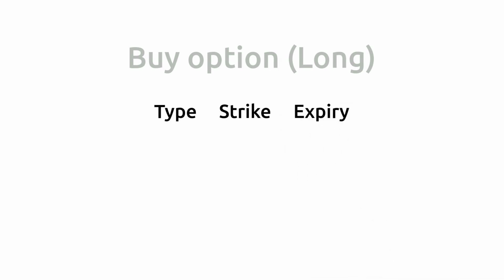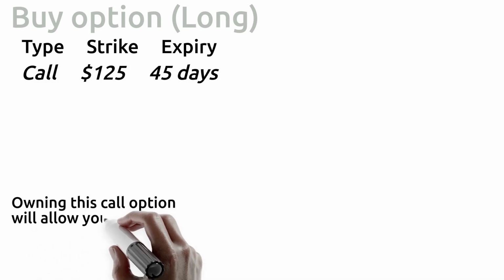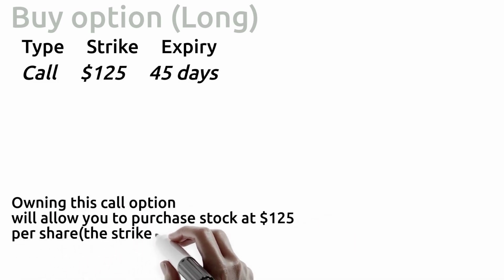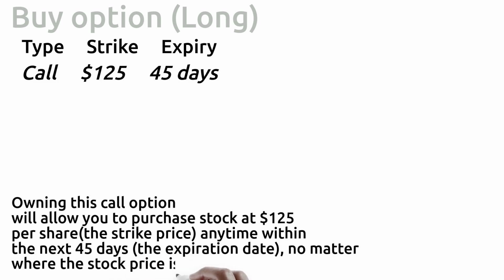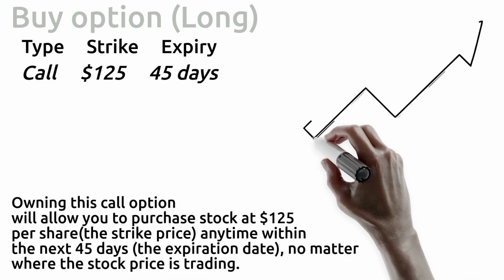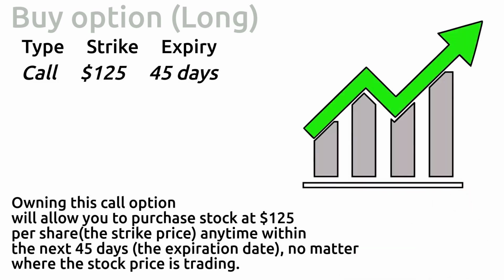Let's say you bought a call option at the 125 strike price with an expiration date of 45 days from now, giving you a long call position with defined risk of the premium you paid for the contract. Owning this call option will allow you to purchase stock at $125 per share, the strike price, anytime within the next 45 days, the expiration date, no matter where the stock price is trading. If the stock goes up to $140 over the next 45 days, fortunately for you, you own a call option that gives you the right to buy the stock at $125, even though the stock is currently trading at $140.